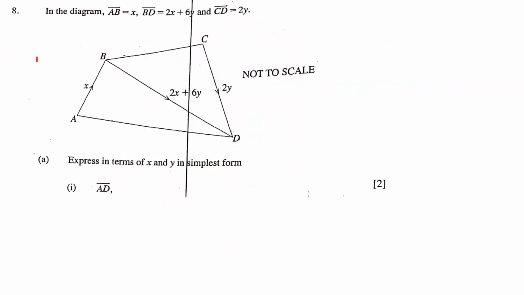Here we have a vector problem. And it says express in terms of x and y in simplest form AD. We want to figure out what the vector AD is. So if we want to go from A to D, we can go from A to B, and then from B to D. That's how we could get from A to D, because A is our starting point and D is our ending point.